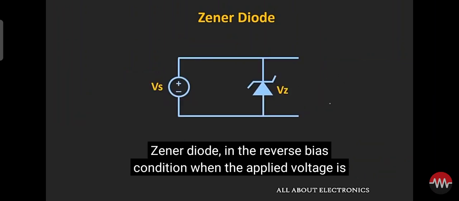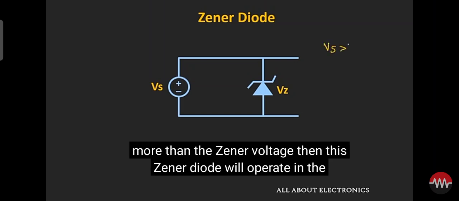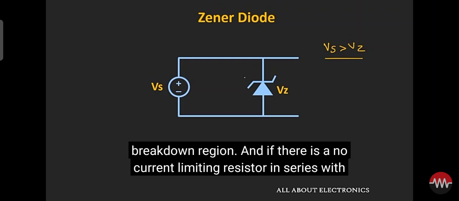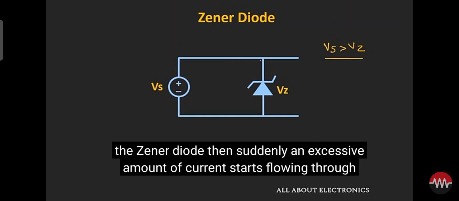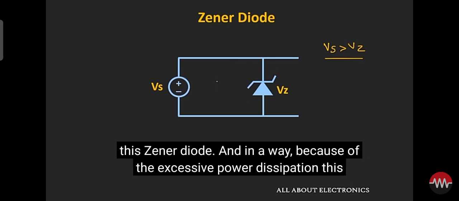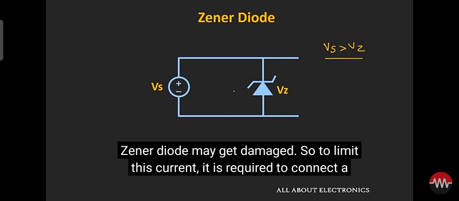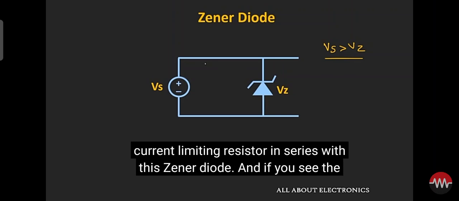Now in this Zener diode, in the reverse bias condition, when the applied voltage is more than the Zener voltage, then this Zener diode will operate in the breakdown region. And if there is no current limiting resistor in series with this Zener diode, then suddenly an excessive amount of current starts flowing through this Zener diode. And because of the excessive power dissipation, this Zener diode may get damaged. So to limit this current, it is required to connect a current limiting resistor in series with this Zener diode.